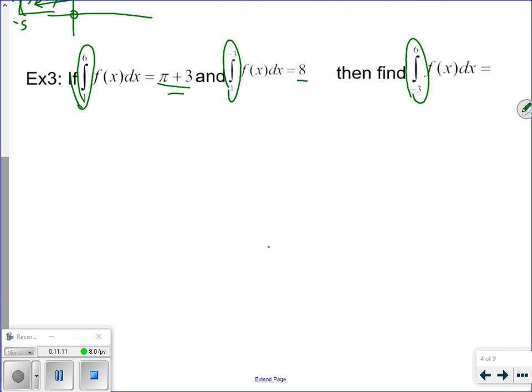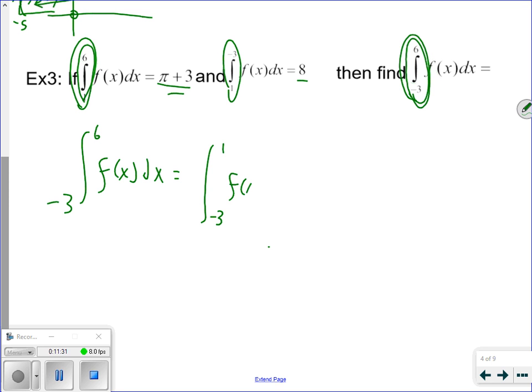All right, look, 1 to 6. So if we're going negative 3 to 6, let's write out the full thing then. The integral from negative 3 to 6 of f of x dx should be equal to the integral from negative 3 to 1 of f of x dx plus the integral from 1 to 6 of f of x dx. So it's the same as that property, a to b, b to c, then a to c. Okay? So I'm looking for this right here.